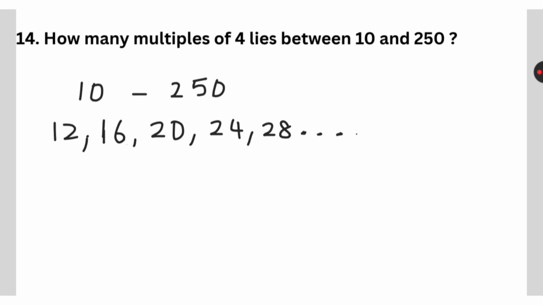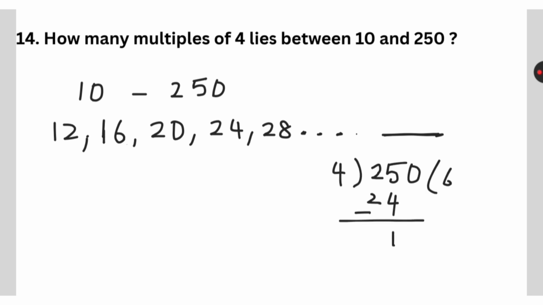But what about the nth term? That means what is the last term? Here we have 250. Is 250 a multiple of 4? Let's check. Divide 250 by 4. 4 6s are 24. After subtracting we get 1. Then bring down this 0. But 10 is not completely divisible. 250 is not a multiple of 4. It is not divisible. That's why let's take the lesser number. Let's take the number below.